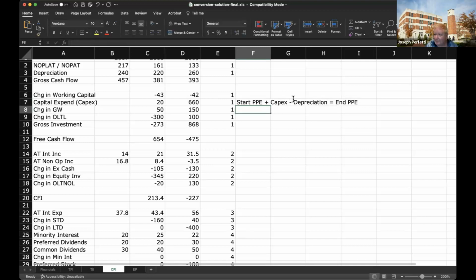Okay, that's accounting. Conceptually, keeping outside the T accounts, that's how the accounting would work: start with my PP&E, add the CapEx, subtract depreciation, that gives my ending PP&E. So here's the point. What's the formula for CapEx if we rearrange? CapEx equals my ending PP&E minus my starting PP&E, the change in PP&E, just like the change in working capital and change in goodwill, plus depreciation.